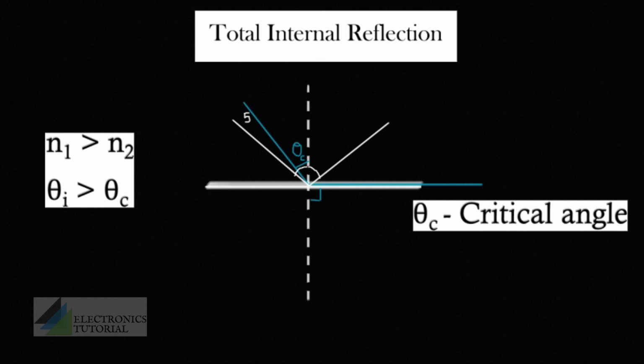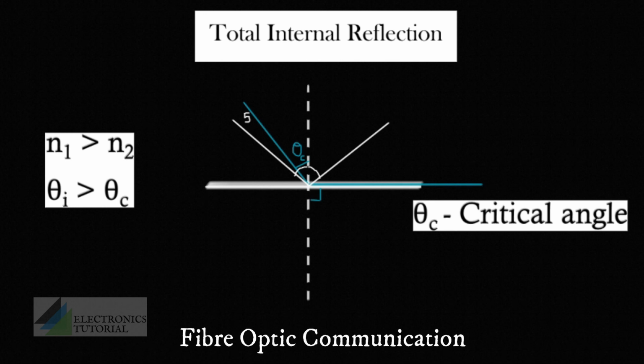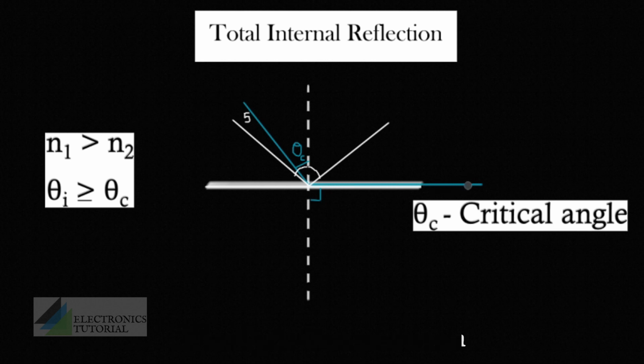This phenomenon of light is used in optical communication, and there we will be using the conditions n1 greater than n2 and theta I greater than or equal to theta c. We know when the incident angle is equal to theta c, then the refracted beam will be traveling through the boundary. That beam can also be utilized in optical fiber communication.